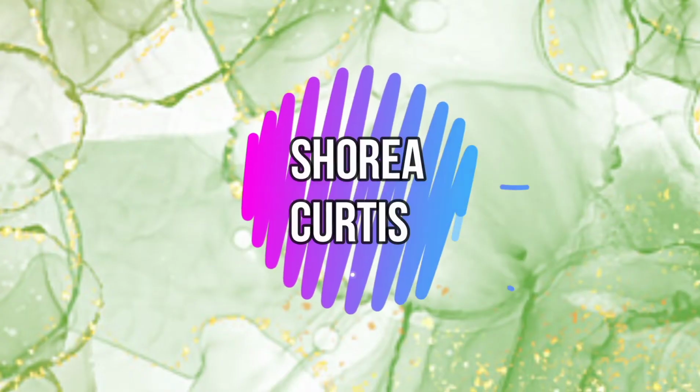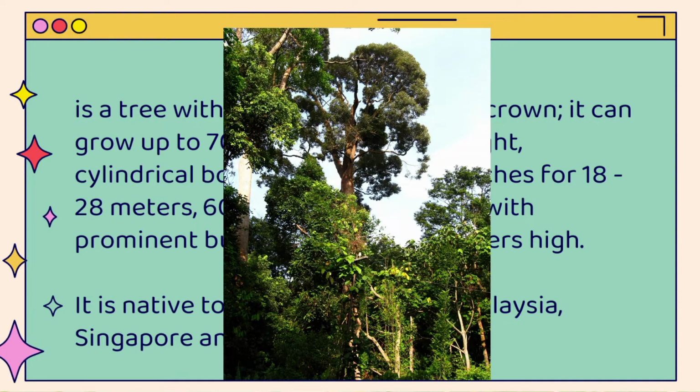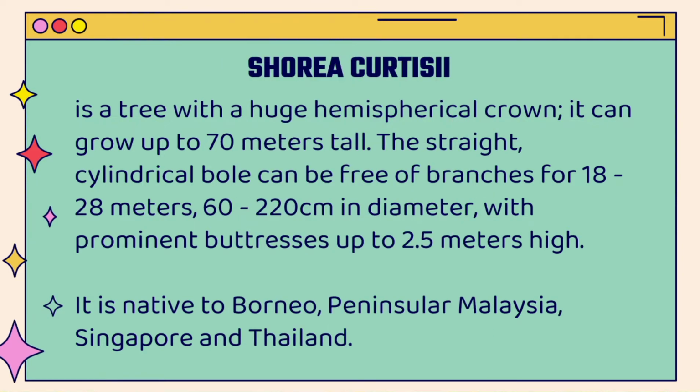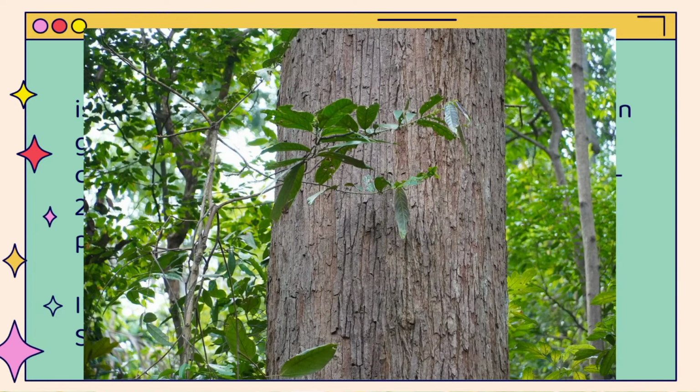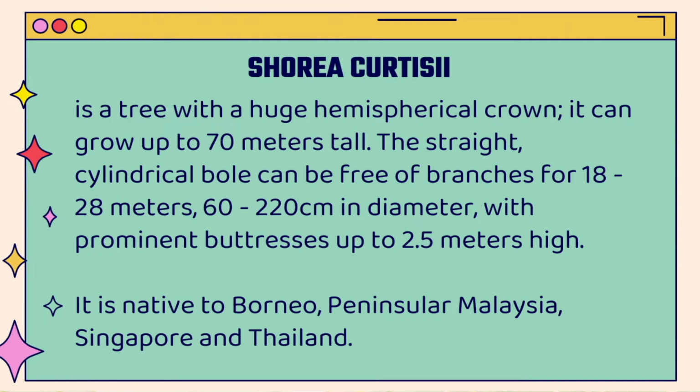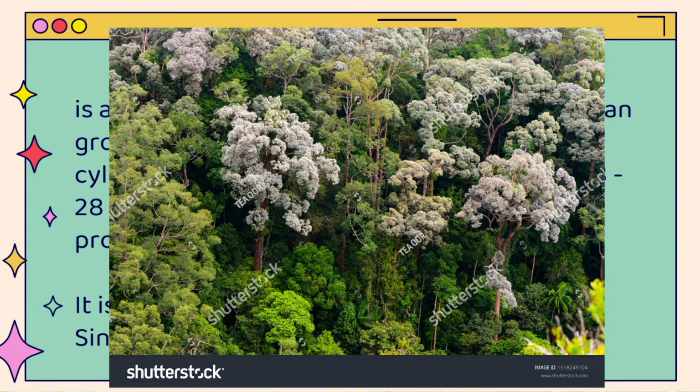Number 5. Shorea curtisii. Shorea curtisii is a tree with a huge hemispherical crown. It can grow up to 70 meters tall. The straight, cylindrical bole can be free of branches for 18 to 28 meters, 60 to 220 centimeters in diameter, with prominent buttresses up to 2.5 meters high. It is native to Borneo, Peninsular Malaysia, Singapore, and Thailand.